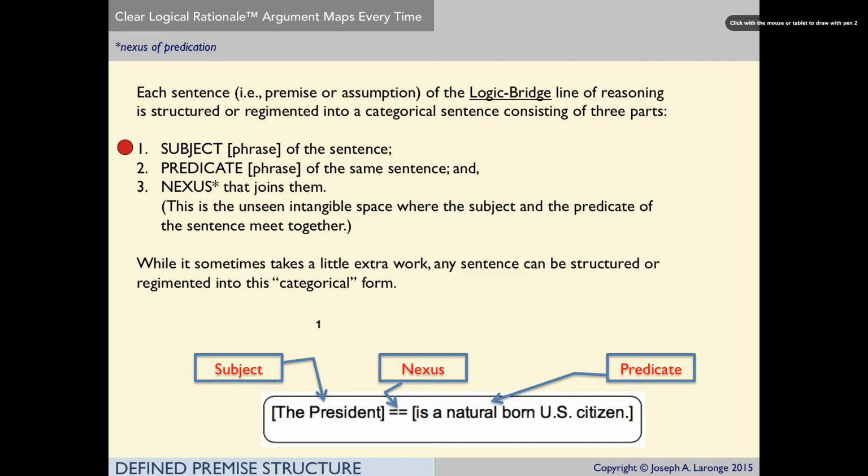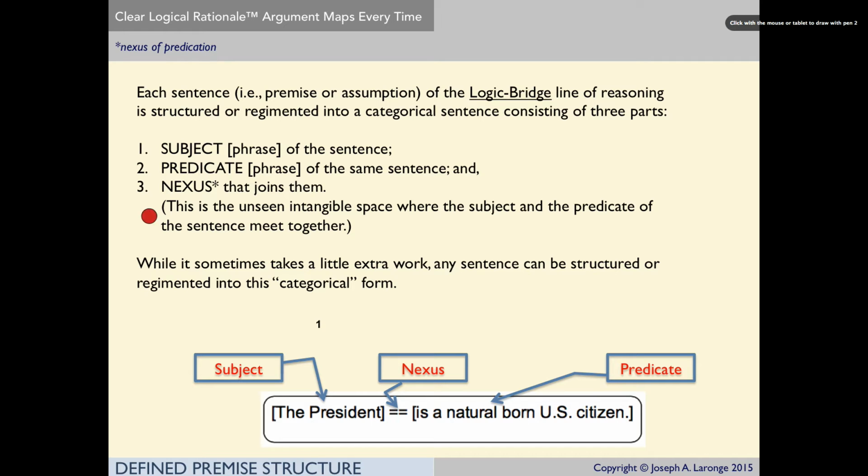So you have the subject phrase of a sentence. Remember, these are categorical sentences. You have a predicate phrase of the same sentence. And there's the nexus that joins them. And that's the unseen, intangible space where the subject and the predicate of the sentence meet together.